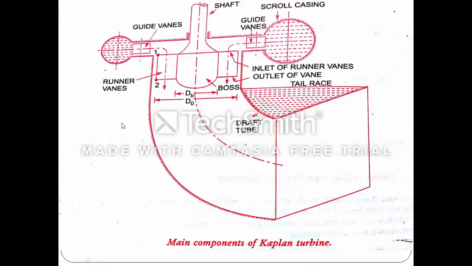The main components of the Kaplan turbine include guide vanes for the flow of the water. The water comes axially to the axis of the turbine. You can see the shaft of the turbine here. So the water flow is parallel to the axis. That means we can say it is an axial flow turbine. I'll explain in the next slide.